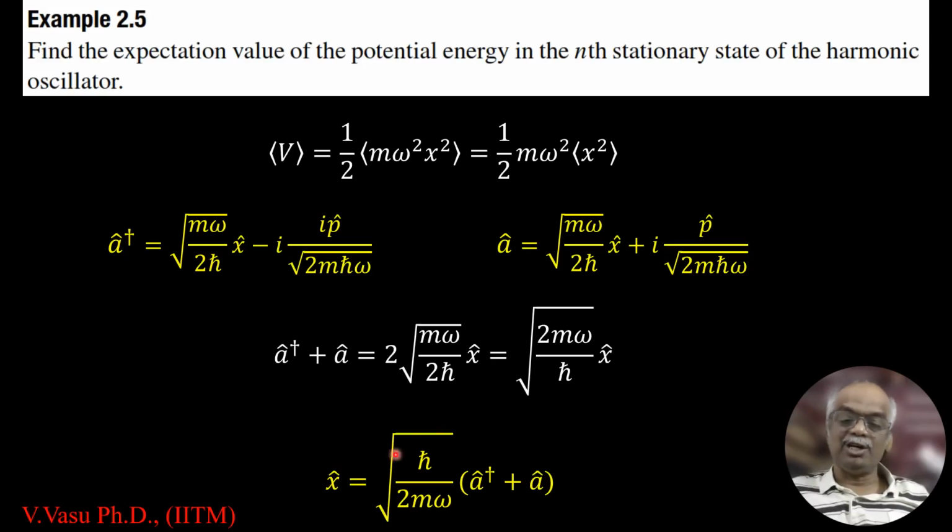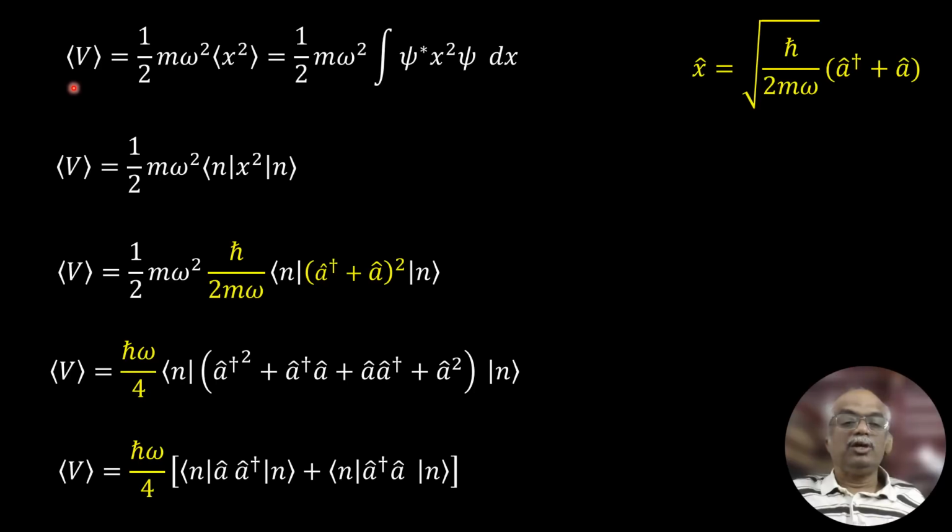So then the x operator is, you bring this to the other side, you will get square root of h cross over 2 m omega times (a dagger plus a). We have seen that the expectation value of potential energy is half m omega squared times the expectation value of x squared. By definition, the expectation value of x squared is the integral of psi star x squared psi dx.